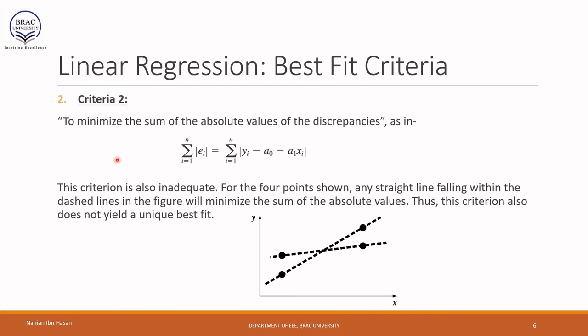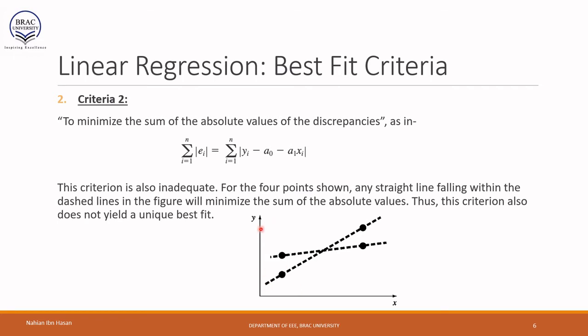Another approach, the second criterion, can be to minimize the summation of absolute errors. So we take all of the individual error terms, and we take the absolute values and then sum over all of the error terms. As a result, we would get a single summed error in this definition. But this criterion is also not adequate.